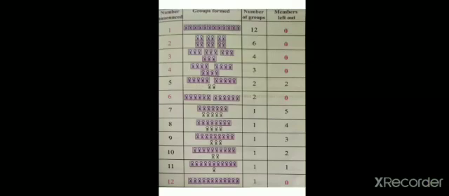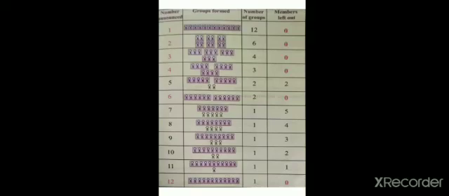Let us continue with the chapter factors and multiples. Here you are seeing a drawing of 12 people. These 12 people are arranged in different formats, in different ways. Let us see how many ways they have arranged. They have arranged into 12 ways.